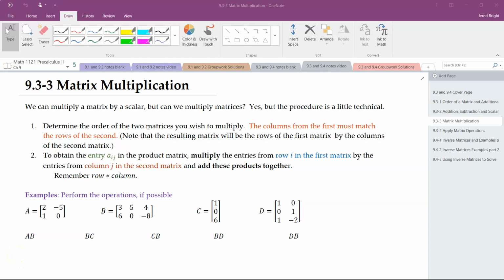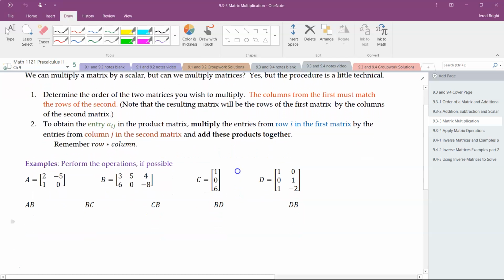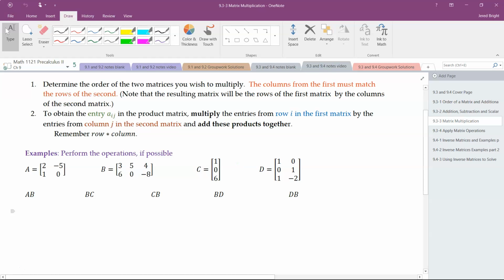So we talked about adding, subtracting, and scalar multiplying matrices. Now we want to look at actually multiplying two matrices when possible. So here's the abbreviated form of the process. The book goes through it in gory detail with a lot of technical notation. There's really only two steps, but the second step is a doozy.